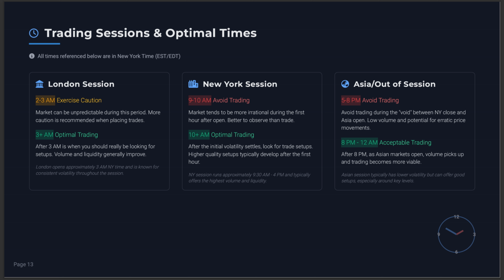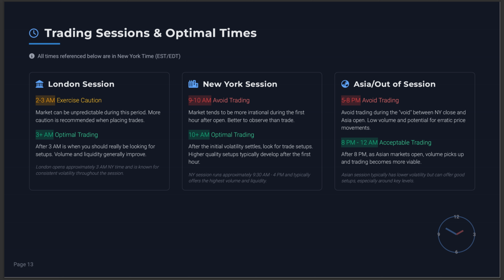For New York, which is often the most active session, I like to stay out of the first hour from 9 to 10 a.m. The market can be quite irrational during this time, with overnight gap fills and initial reactions to news. From 10 a.m. onwards is when I'm really looking to trade. This is prime time for volume profile setups.